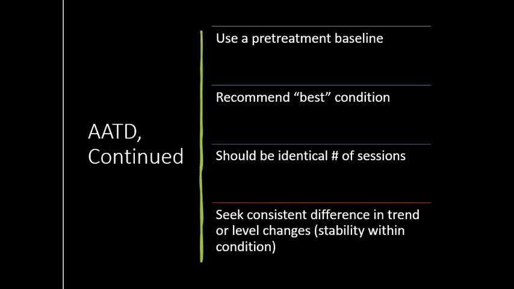The use of a pre-treatment baseline is part of the adapted alternating treatments design. The adapted alternating treatment should be conducted where the number of sessions is consistent across treatments. The analysis allows for an evaluation of a consistent difference in trend and level so that the optimal treatment can be identified.